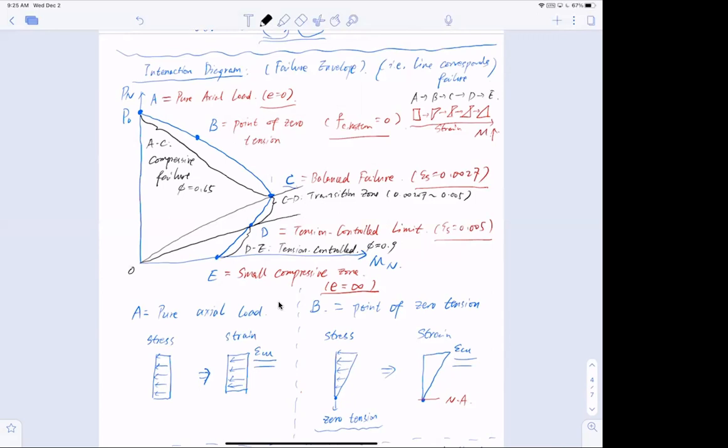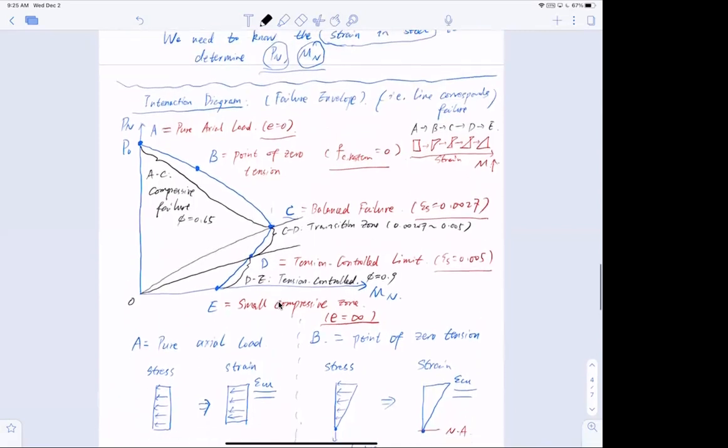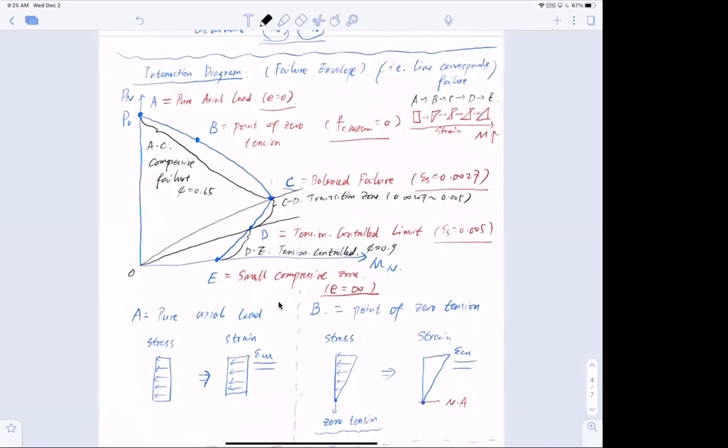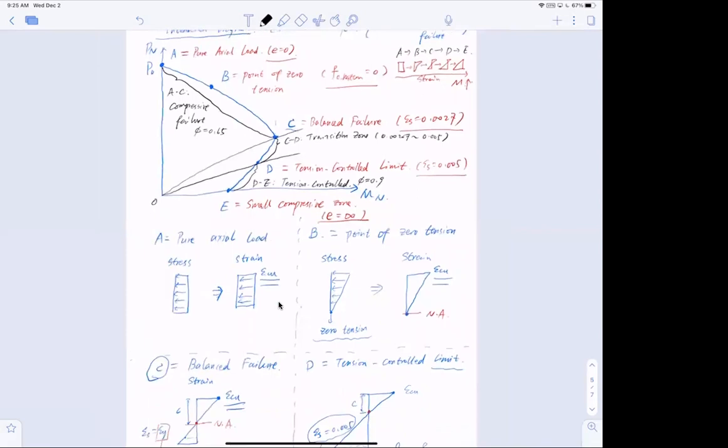This is the interaction diagram. So if I give you a column, reinforcement and cross-section detail, you should be able to draw this interaction diagram by finding these points A, B, C, D, E first, then connecting them with the line shown here. This is the conceptual part of it. I just want to pause here and welcome any questions. Any questions on the concept?